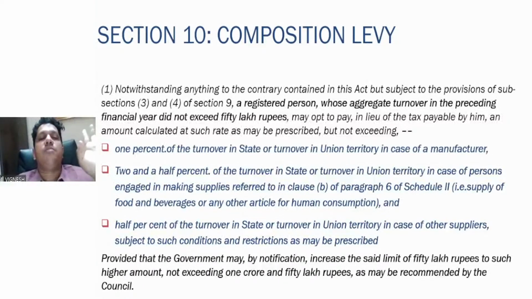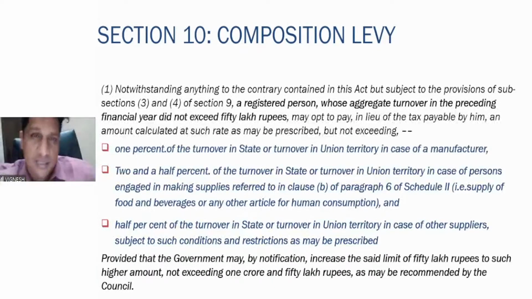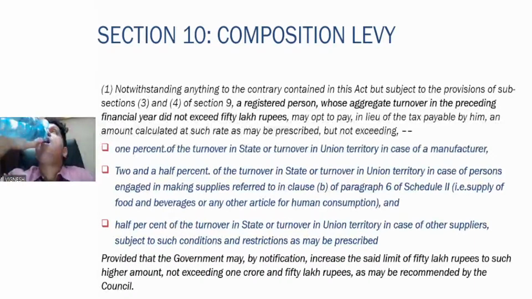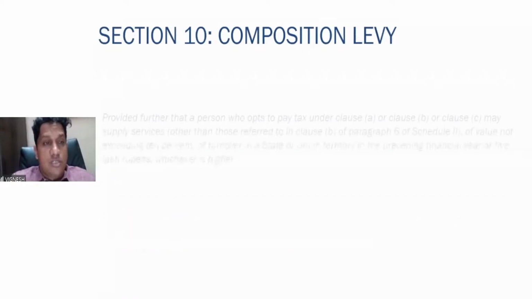Therefore, in simple terms, the composition scheme rate for a manufacturer is 2%, for a restaurant it is 5%, and for others, that means traders, it is 1%. That is 0.5% CGST and 0.5% SGST, so that is 1%. A provision is given which says that the government, by notification, can increase the said limit of 50 lakhs to such higher amount, not exceeding 1 crore 50 lakhs, as may be recommended by the Council. Fine. I hope this is clear.